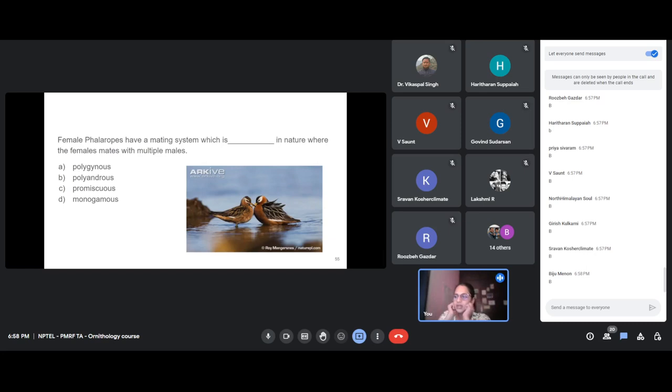Male that looks after the chicks and invests in parental care as opposed to the female. Are they waders or shorebirds? Yes, they are Charadriiformes. They fall under the order of Charadriiformes. They have these long legs and they definitely do look like waders.